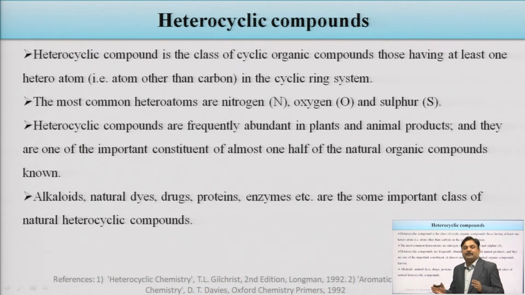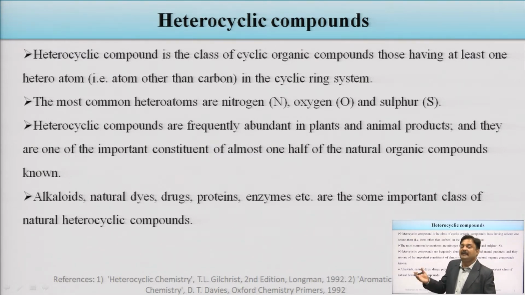So, the first step in understanding heterocyclic compounds is to understand the nomenclature, the structure and the classification. So, what is a heterocyclic compound actually? As the name suggests, heterocyclic means hetero plus cyclic. These are compounds which have some heteroatom in their structure, and the structure is cyclic. So, heterocyclic compounds are a class of organic compounds having at least one heteroatom in their structure other than carbon.